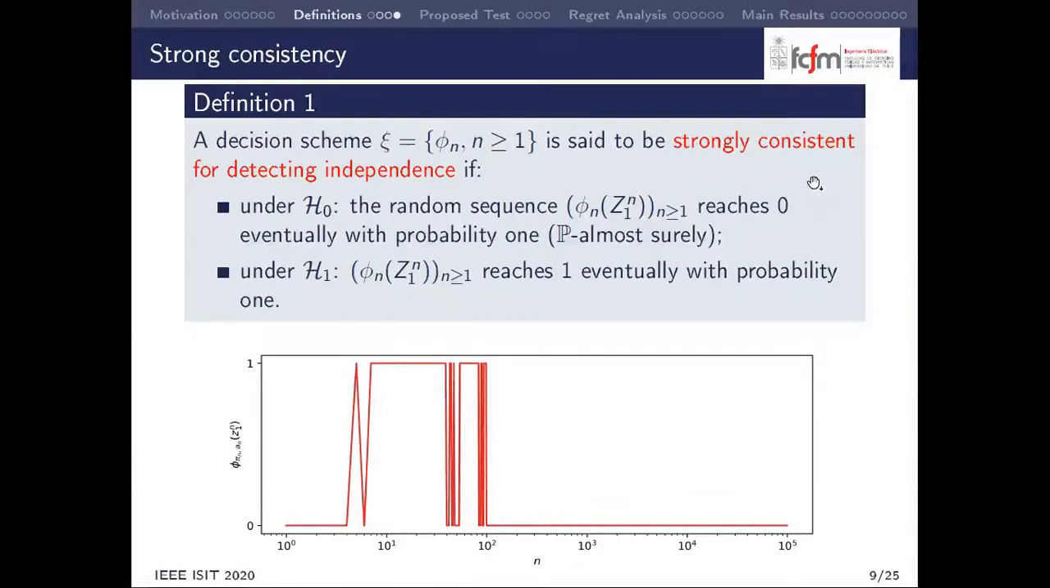The next definition: we will say that a decision scheme is strongly consistent for detecting independence if, for both hypotheses, we will reach the right decision eventually with probability 1.